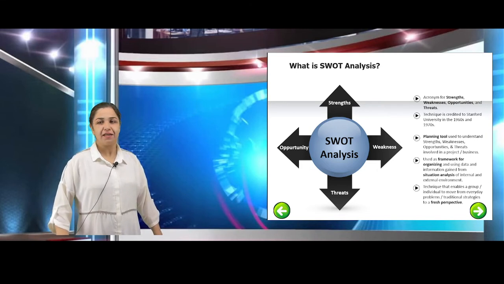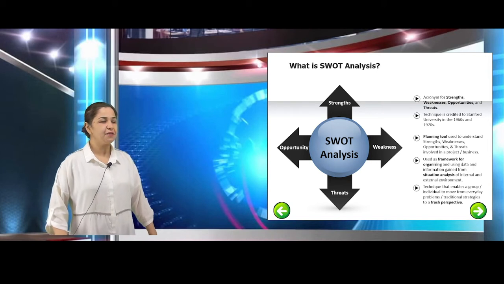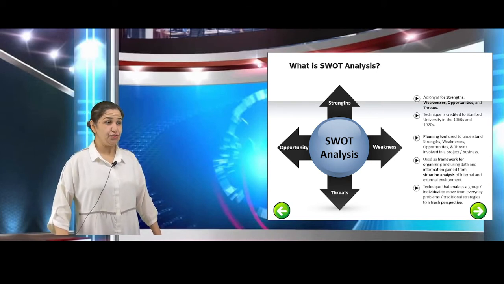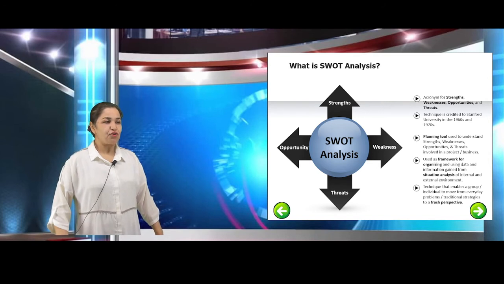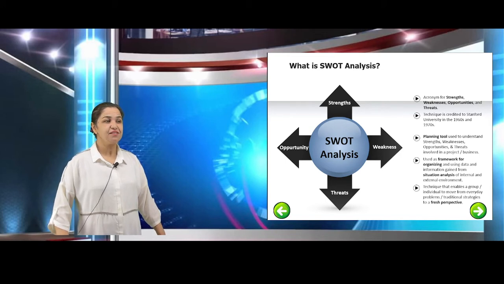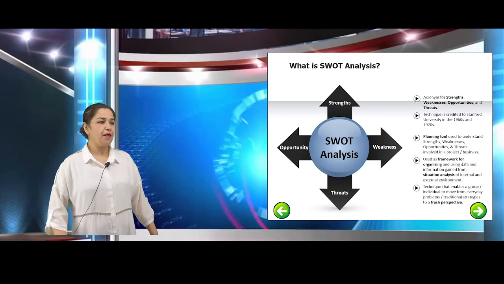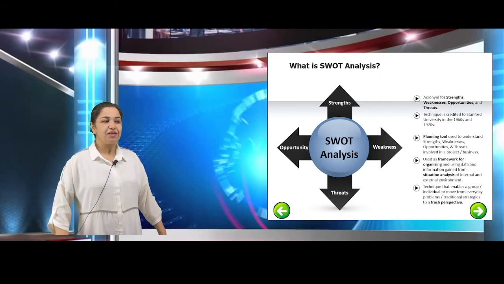So, SWOT is the acronym for strengths, weaknesses, opportunities, and threats. It was first developed at Stanford University in the 1960s and 1970s. The planning tool of SWOT analysis is used to understand the strengths, weaknesses, opportunities, and threats involved in a project or in a business. It is the main framework for organizing and using the data and information gained from situation analysis of the internal and external environment. It is a technique that enables a group or individual to move from everyday problems and traditional strategies to a fresh perspective.